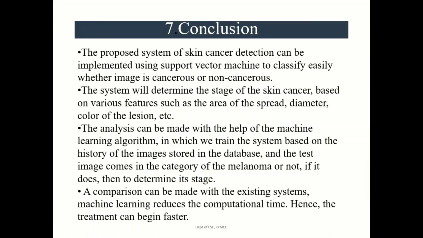And the conclusion: the proposed system of skin cancer detection can be implemented using support vector machine to easily classify whether the image is cancerous or non-cancerous. The system will determine the stage of the skin cancer based on various features such as area of spread, diameter, color of the lesion, etc. The analysis can be made with the help of a machine learning algorithm, in which we train the system based on the history of the images stored in the database, and a test image comes in the category of melanoma or not. If it does, then to determine its stage, a comparison can be made with the existing system. Machine learning reduces the computational time. Hence, the treatment can begin faster.